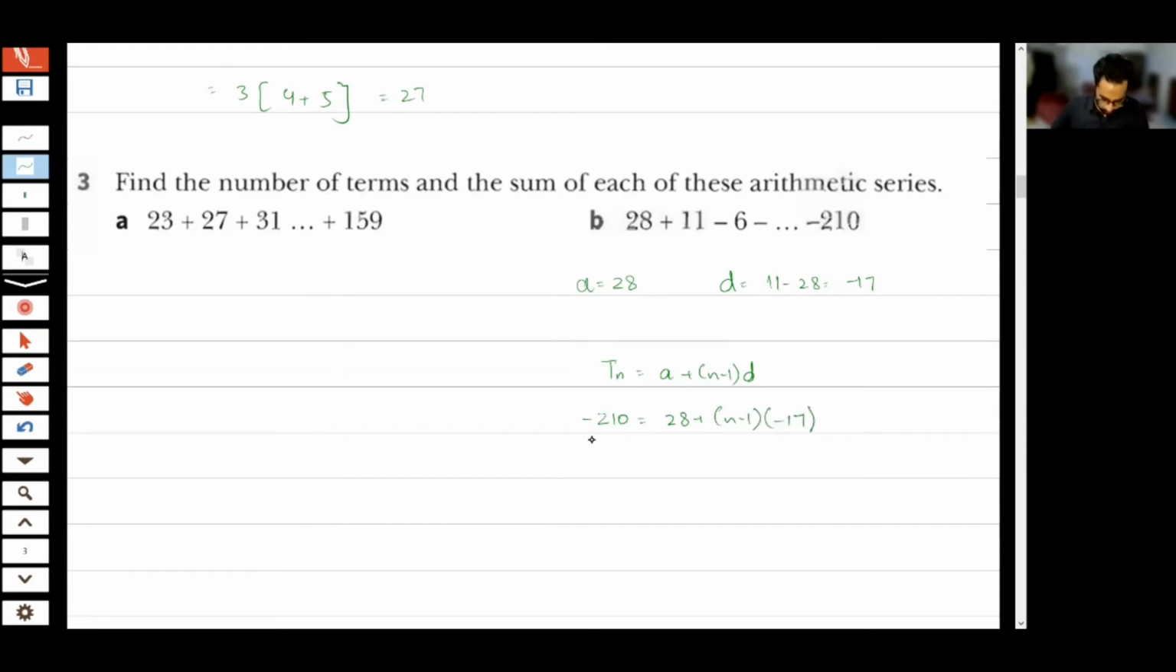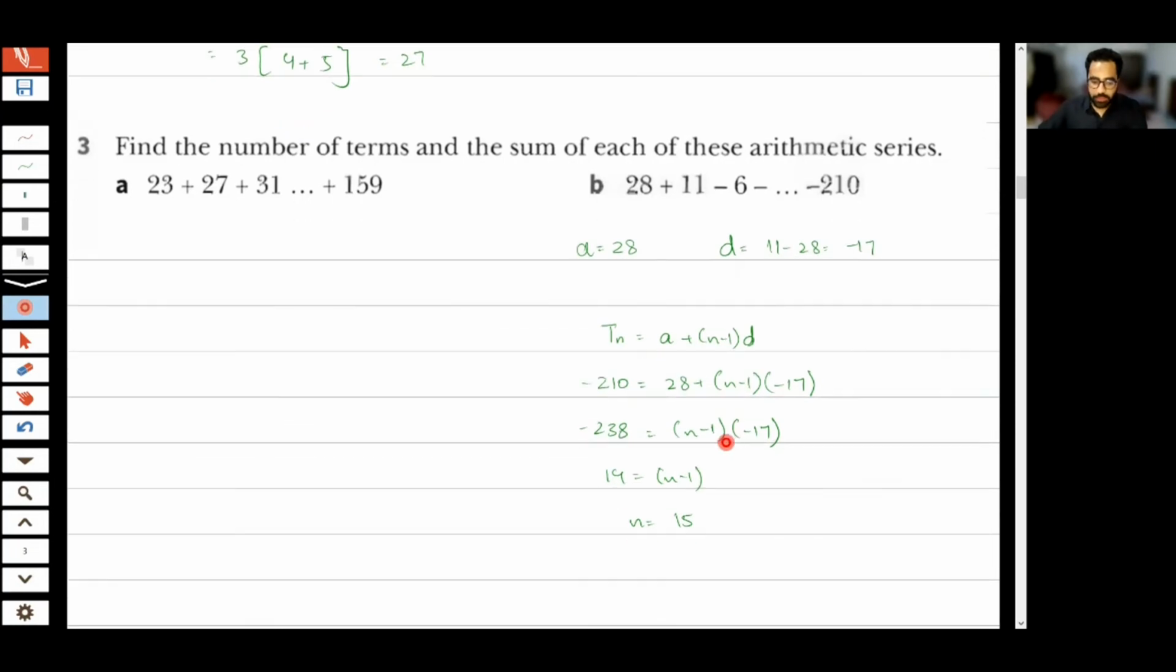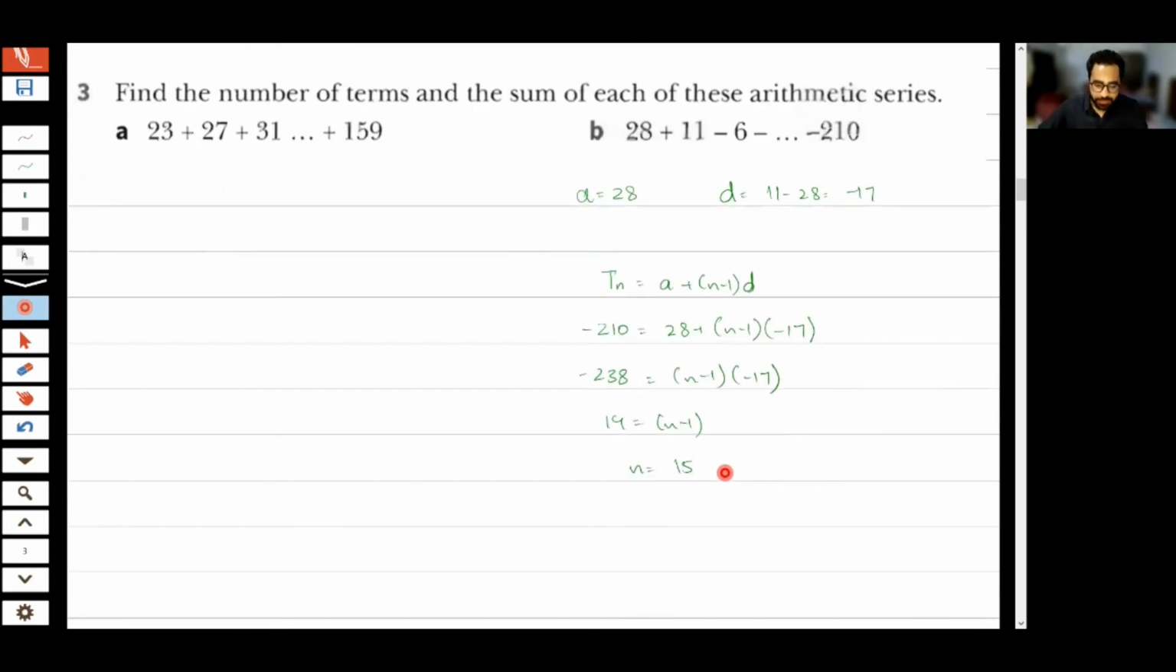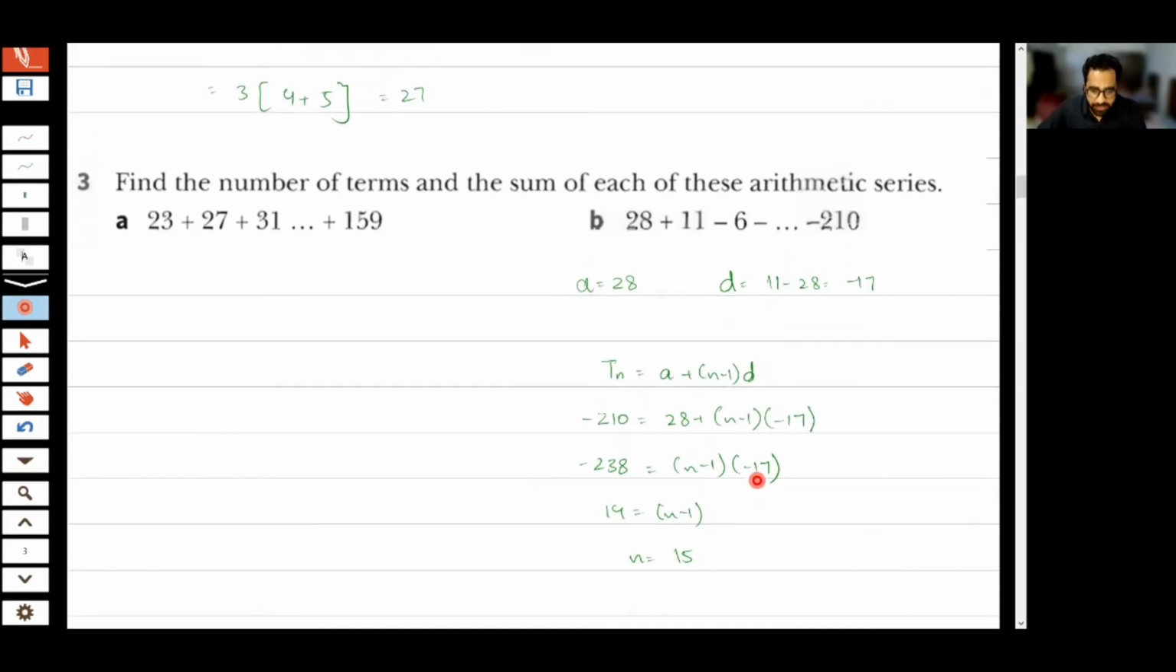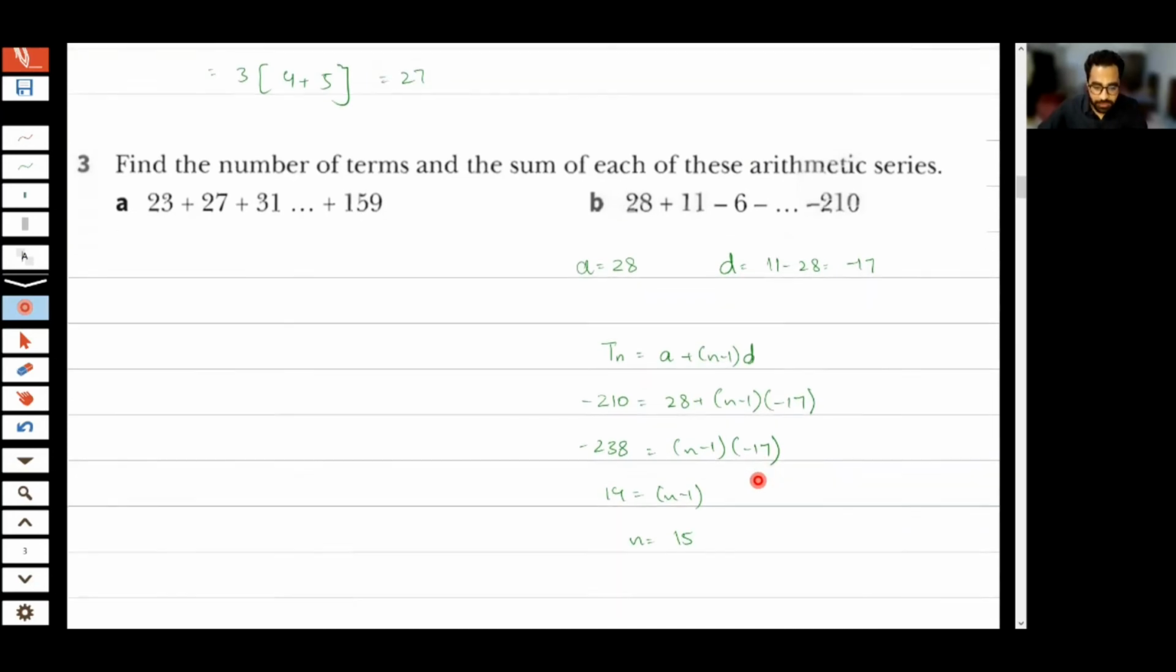ठीक है, तो this would become -210 is equal to 28 plus n minus 1 into -17. This 28 would go on the other side, this will become -238. सही है, तो divide by -17 कर लेंगे तो हमारे पास आ जाएगा 14. This will get divided on the other side. I'm going to get 14 equals to n minus 1. The value of n would be equal to 15. ये -1 में जाके ऐड हो जाएगा, तो मेरे पास n की वैल्यू क्या हो जाएगी, 15. Once I get the value of n, now I know the number of terms in my series.